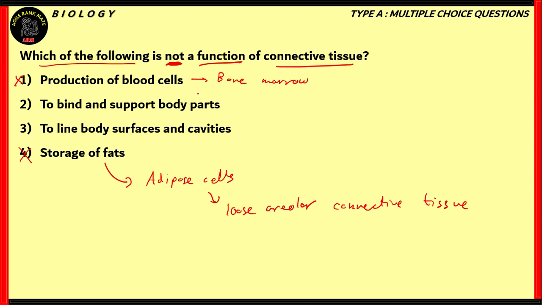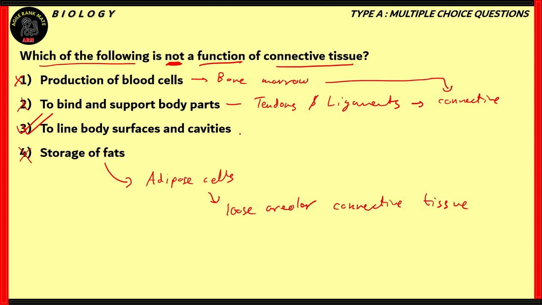Option 2 says to bind and support body parts. In order to do that, you would need to bind muscle to bone or bone to bone, which basically are done by tendons and ligaments. Now, of course, those are connective tissues as well. So therefore, option 2 is also incorrect.